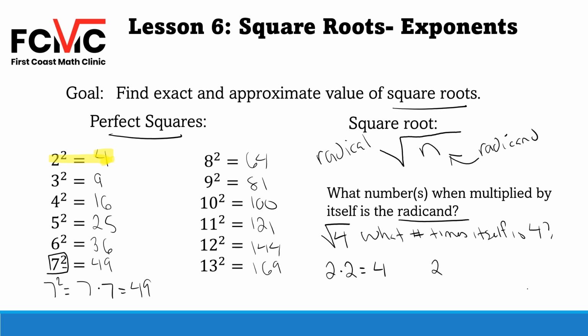But let's go a step further and ask, is there anything else we can multiply by itself and get 4? Well, what if I multiply negative 2 times negative 2? I'm also going to get positive 4. So our answer is also going to be negative 2. Since we've got a positive 2 and a negative 2, we're going to write our answer as positive and negative 2. So the square root of 4 will be written as plus or minus 2, because positive 2 times positive 2 gives us positive 4, and negative 2 times negative 2 gives us positive 4.